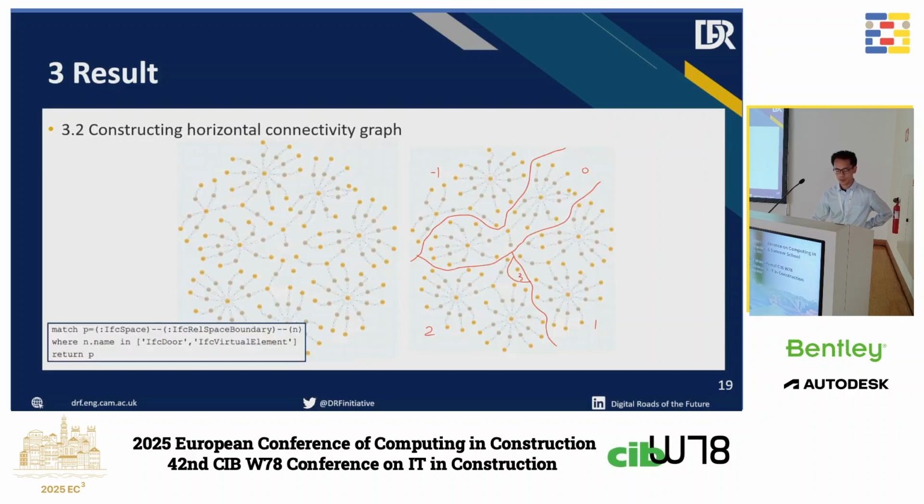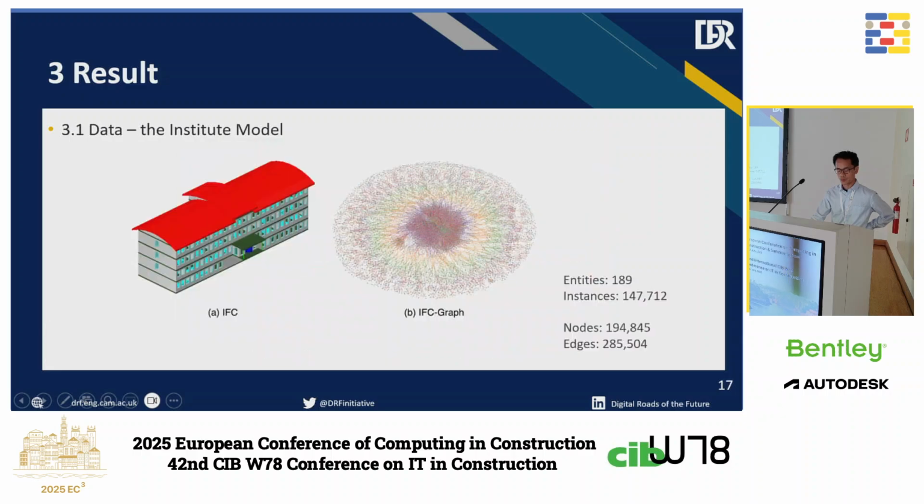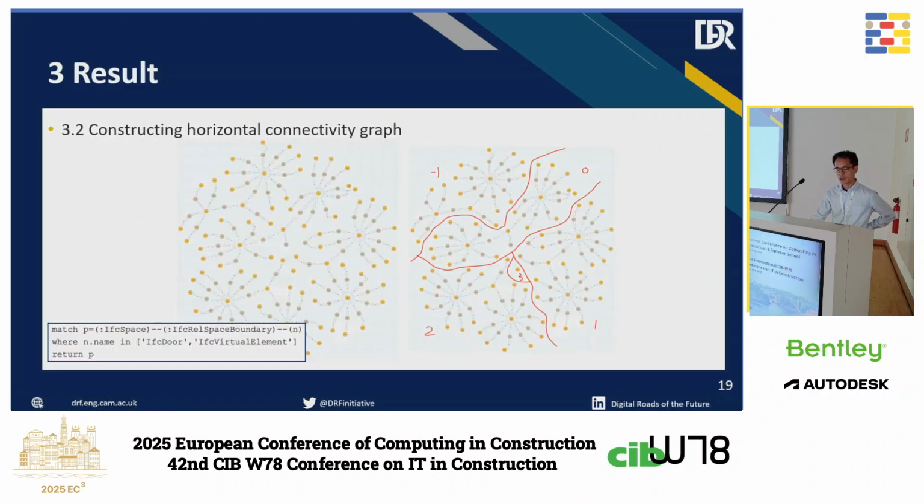And first, constructing the horizontal connectivity graph. By running this query, we get the horizontal connectivity graph from that big one. From this very big one, you can directly get this. But if you have a closer look at it, you will find this is not a connected graph, and there are many parts. We have a horizontal connectivity graph for each floor: -1, 0, 1, 2, 3. Yeah, 5 floors.